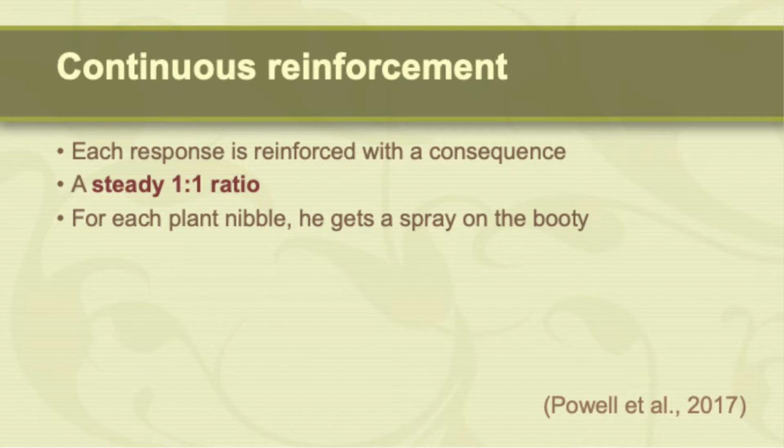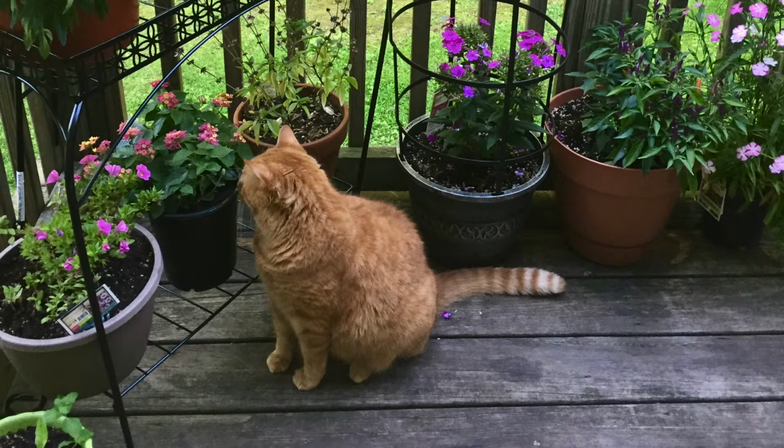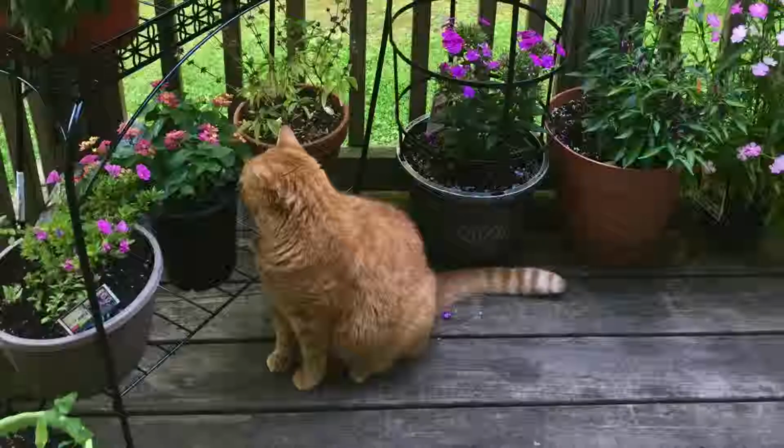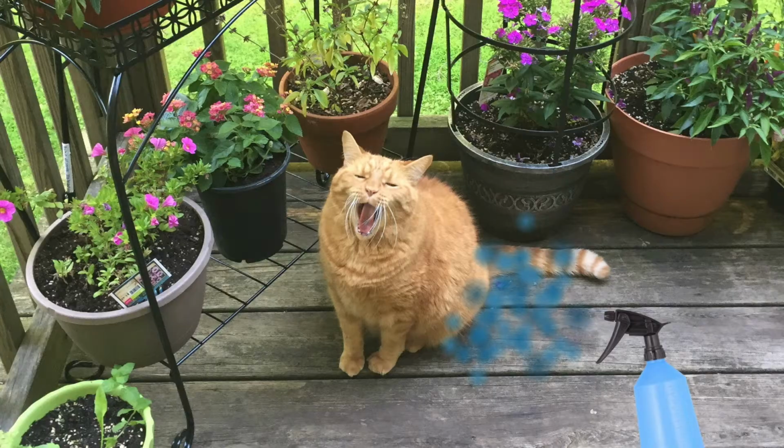To begin the punishment, I will start with a 1-to-1 ratio, which is known as continuous reinforcement. And so in this process, each response is given a direct consequence. So for example, for each plant that he nibbles, he will get a little spray of water on his booty. So for example, if I see him near the plant or nibbling on the plant, I will spray him. If he comes again and he nibbles on it again, another spray. And if he's there again, another spray. So each plant nibbling behavior will lead to a spray.